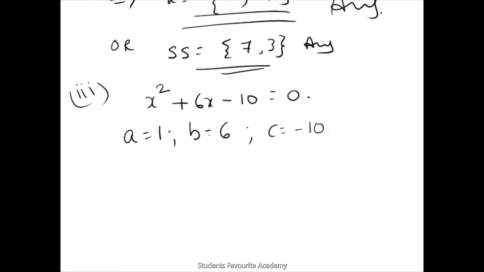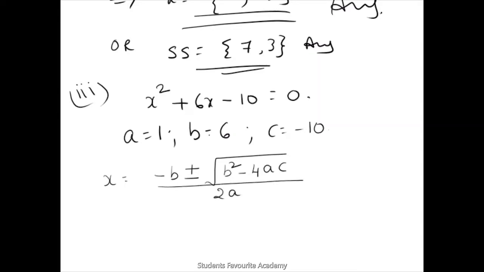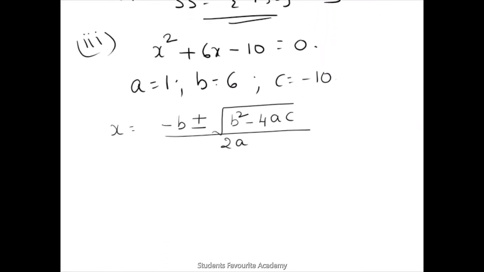Okay, now let us write the formula. x is equal to minus b plus or minus square root of b square minus 4ac upon 2a, right? So let us substitute the values. So x is equal to minus b, and b is 6 here. There is no minus here, right?